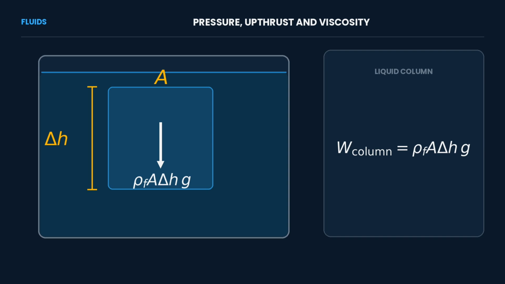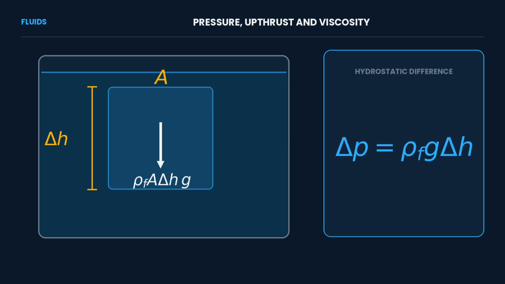A liquid column with area A and height Δh has a weight ρAΔhg. In equilibrium, that weight is supported by the pressure difference. Divide by A, and the pressure at the lower level exceeds that at the upper level by ρgΔh.